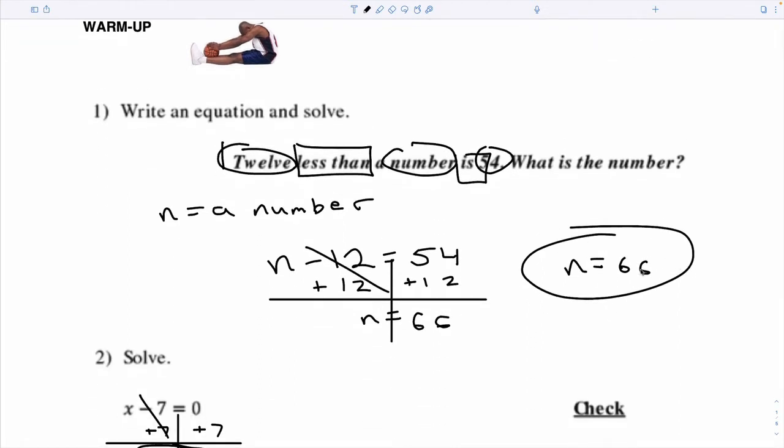Alright, you should have gotten 66 for number 1. Make sure that you have n minus 12, because 12 less than a number is written with less than in between. Remember, if I have 4 less donuts than somebody else, you have to subtract that mystery number by the number you know. So you need to flip the 12 with the mystery number.